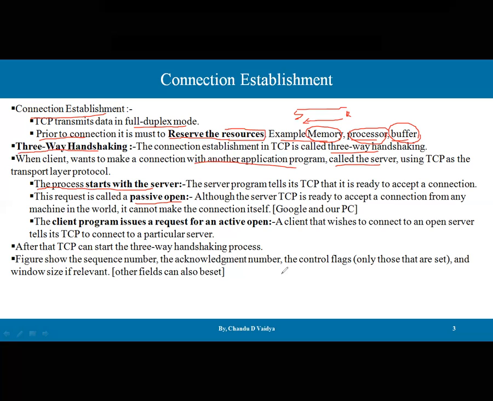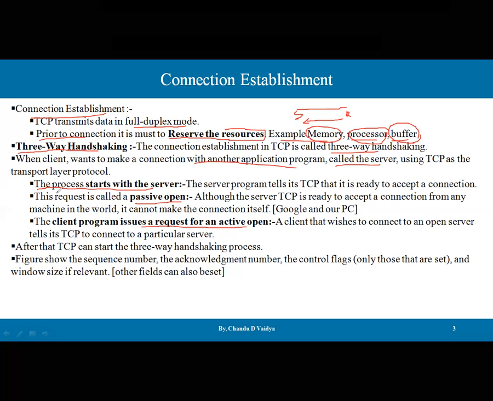Like we are connecting from our PC to Google. So we need to take the initiative to connect to that particular Google server. Then the client program issues a request for the active open. The client that wishes to connect to the open server tells the TCP to connect to a particular server.